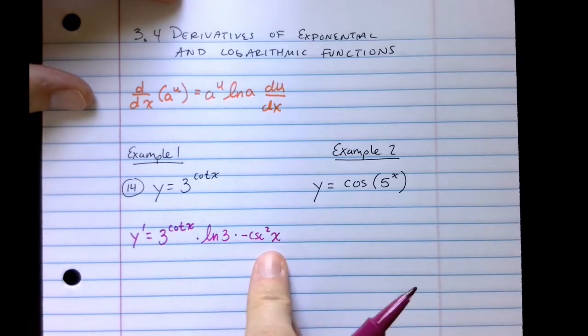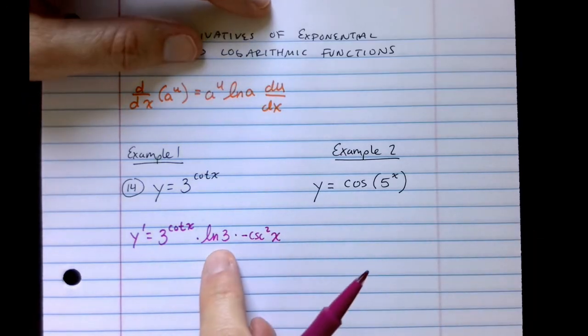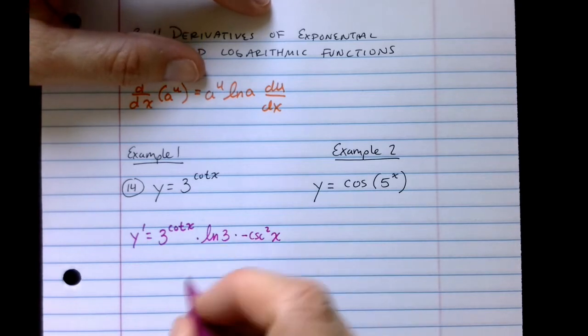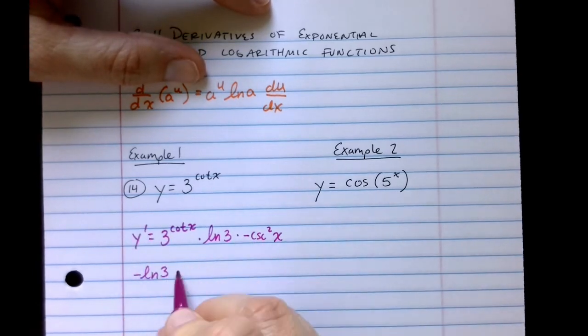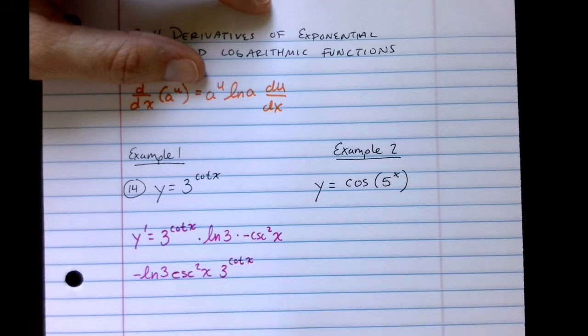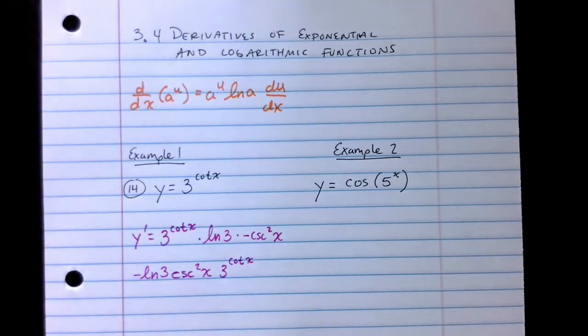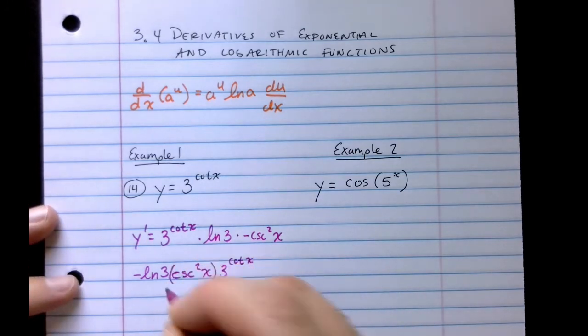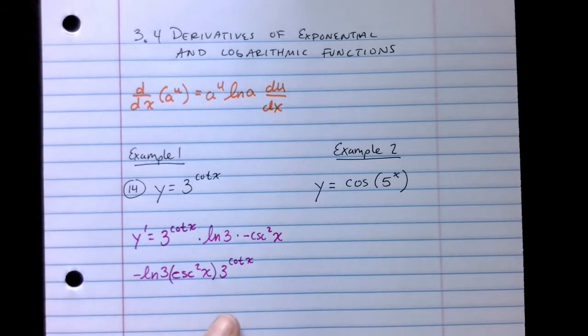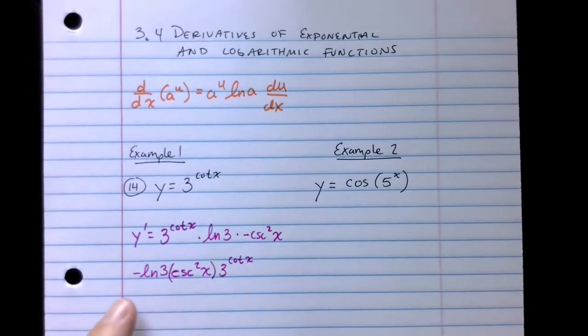You could stop here, but remember, natural log of 3 is a number, it's a constant, so we could do a rewrite. And that is your derivative. As messy as that seems, that's it. You could also put some parentheses like this just to make sure that you don't get confused and assume that any of these quantities are actually inside the cosecant function.